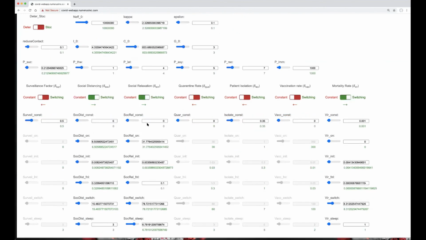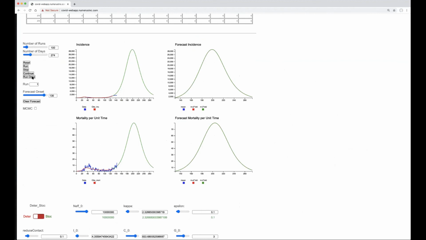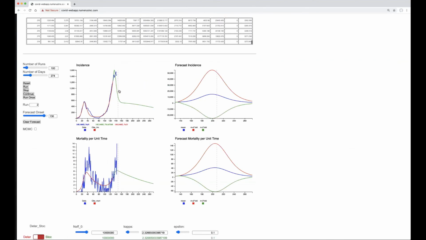If we now reduce this final social relaxation level by 90%, so we make it 0.01 instead of 0.1, then we can project what would happen. So let's see now, we'll do a single run. And we see that the population is brought down to levels that we saw at the end of early March, which is not very satisfactory.